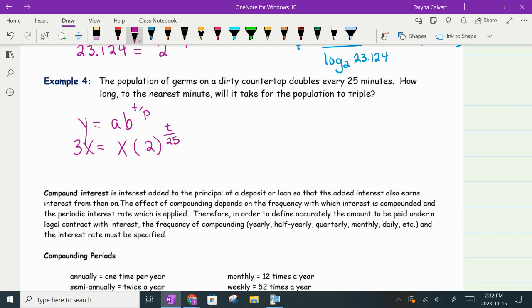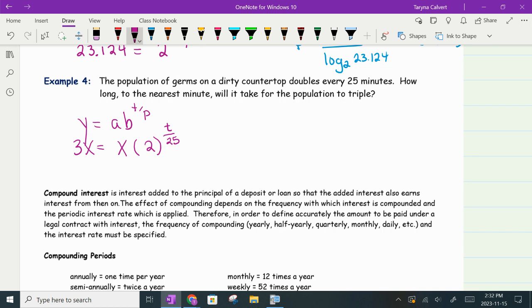Yes, that's what's going to happen right now. So because we know, this X can be a 1, and then that would be a 3. So that's just kind of like the 5 and the 15 scenario. So you could have it start at 1 bacteria or germ, and 3. So again, you could start with any number you wanted as long as your output was triple that.